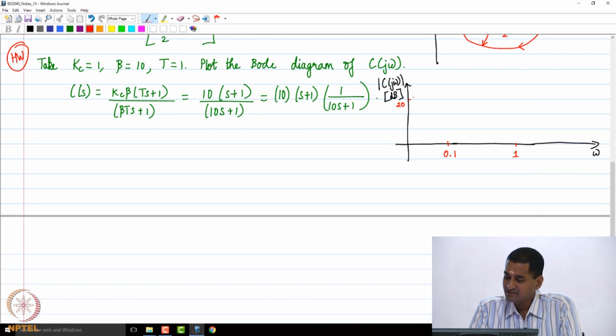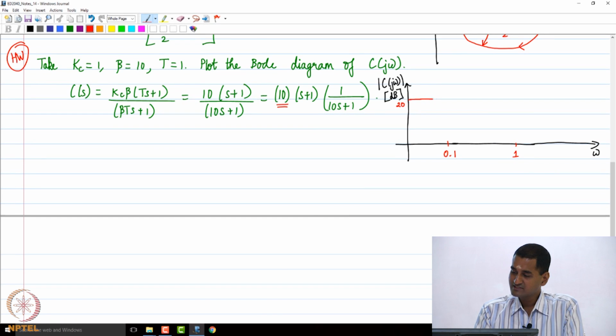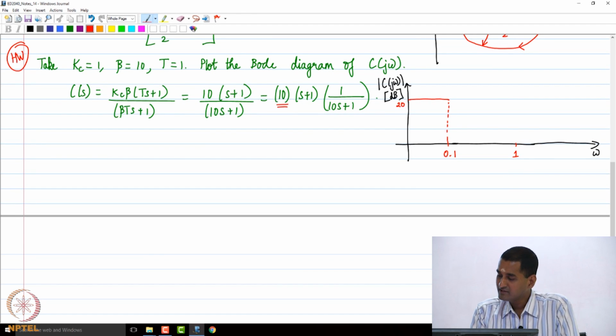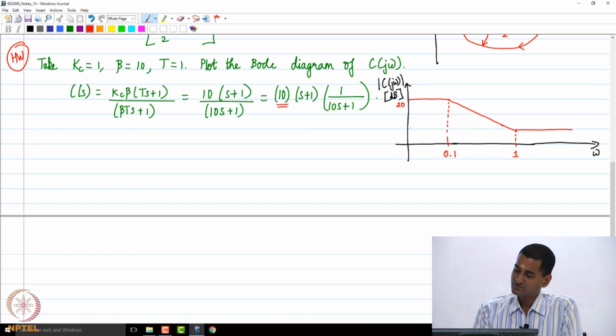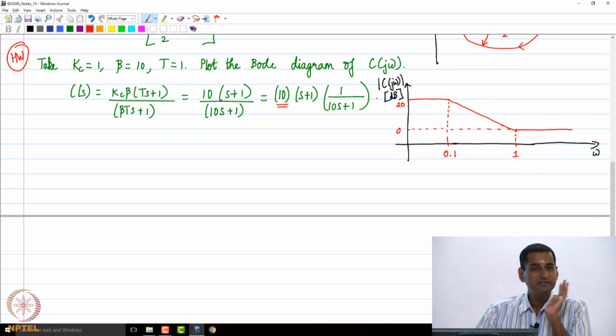Due to this contribution of 10, initially we will have 20 decibels till I reach 0.1. Then what is going to happen? I am going to have a down slope at minus 20 decibels per decade till I reach the other corner frequency, after which I will go for a horizontal line in the log magnitude curve. That is what the magnitude plot is going to be. I am only drawing the asymptotes.